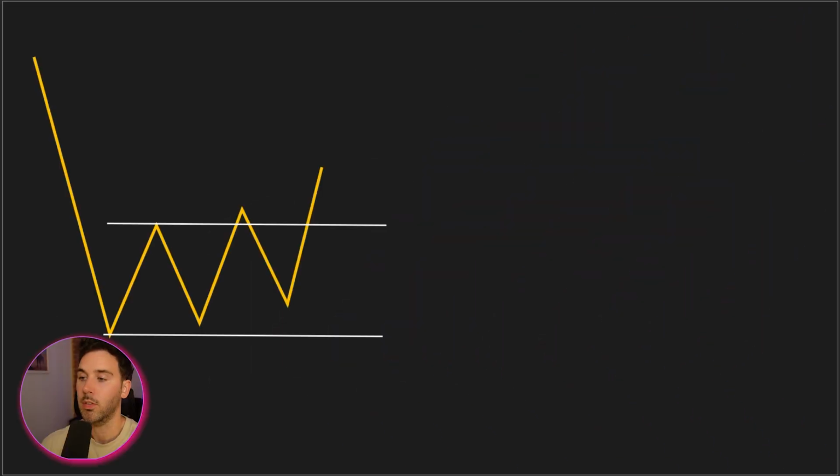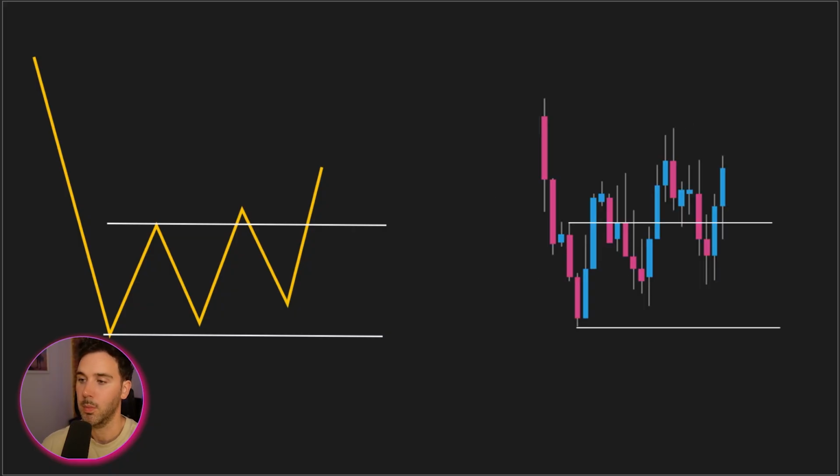The pattern is this, essentially. It's really simple. What we're looking for is a trend to the downside, some sideways price action, and then a breakout in the opposite direction to the original trend. It looks like this in candlestick form.